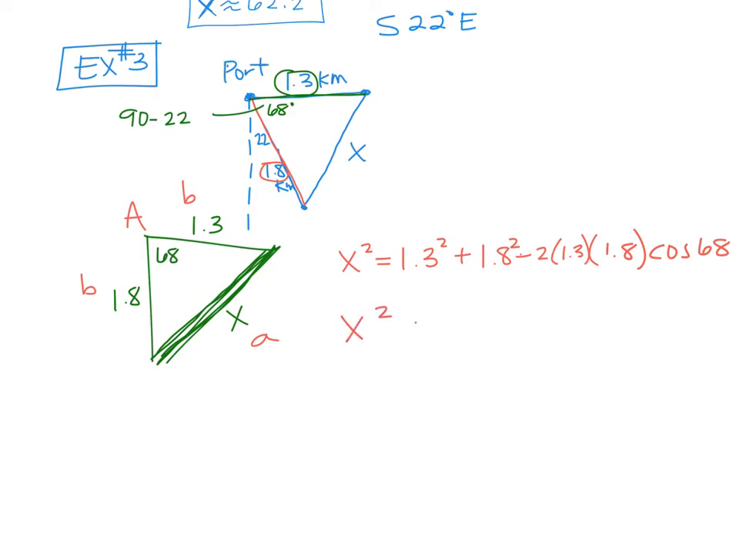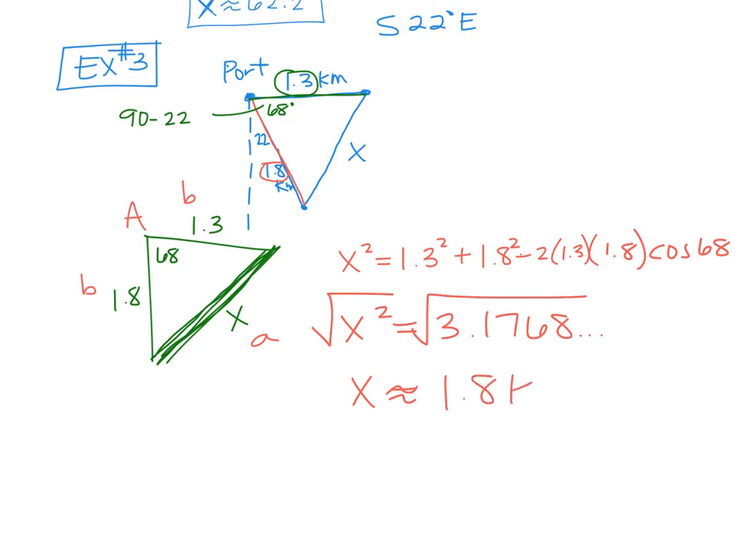So if you just plug that straight in without square rooting yet, what do you get? Right, 3.1768, the number keeps going. So we're gonna square root that. Don't forget to square root it because we want to solve for x, not x squared. And that comes out to approximately, remember, second square root, second answer, 1.8. To the nearest tenth, it would be 1.8 kilometers.